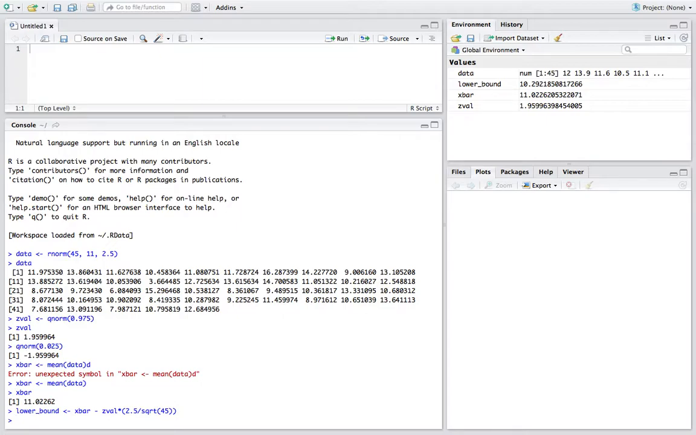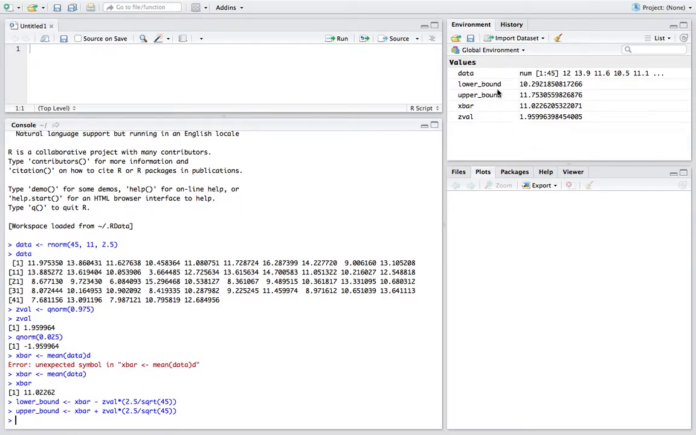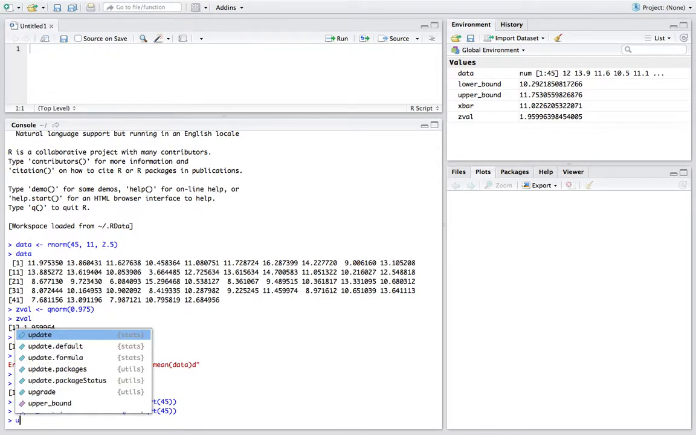And if you don't feel like typing it out, a fun trick in R is that you can just press the up arrow to see all the commands that you've previously typed. So in this case, we're going to just change the title, the name of the variable, and the sign of this. So we want to make it plus. And that gives us both an upper bound and a lower bound. So we'll print those out.